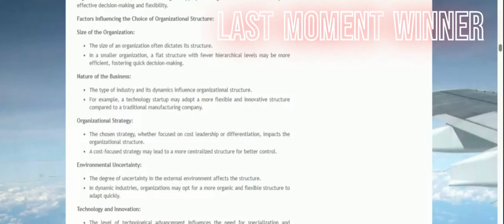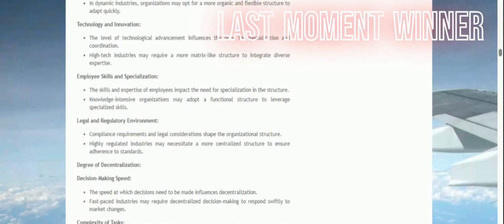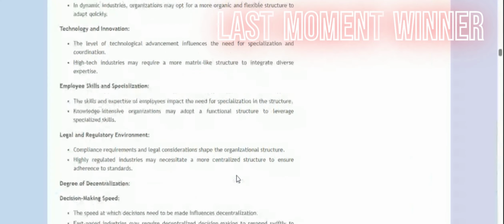Technology and innovation. The level of technological advancement influences the need for specialization and coordination. High-tech industries may require a more matrix-like structure to integrate diverse expertise. Employee skills and specialization. The skills and expertise of employees impact the need for specialization in the structure. Knowledge-intensive organizations may adopt a functional structure to leverage specialized skills.